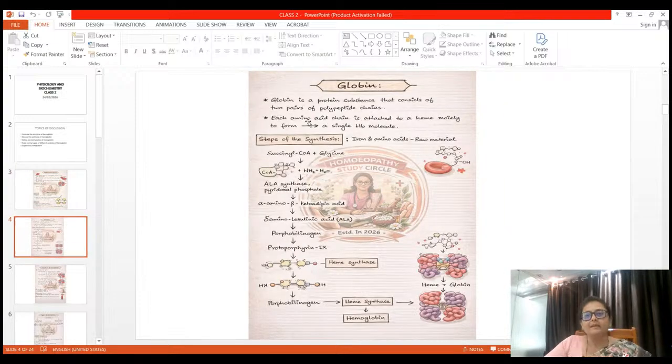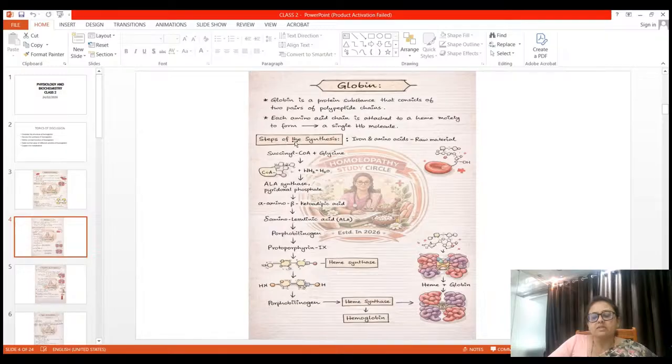Next, globin. Globin is a protein that consists of 2 pairs of polypeptide chains. Each amino acid chain is attached to a heme moiety to form a single hemoglobin molecule. Amino acids are attached at different positions, as we move further you will understand, to form this peptide chain, and these two pairs of peptide chains together with heme, get conjugated and become hemoglobin.